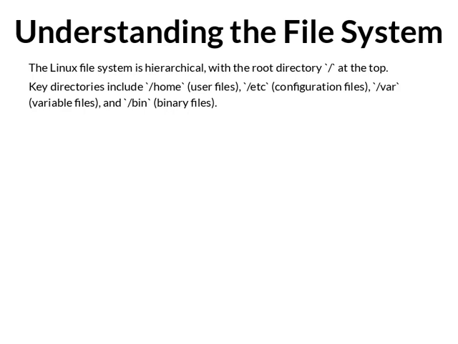The Linux file system is hierarchical, with the root directory represented as a single slash at the top. Key directories include home for user files, etc for configuration files, var for variable files, and bin for executable binaries.